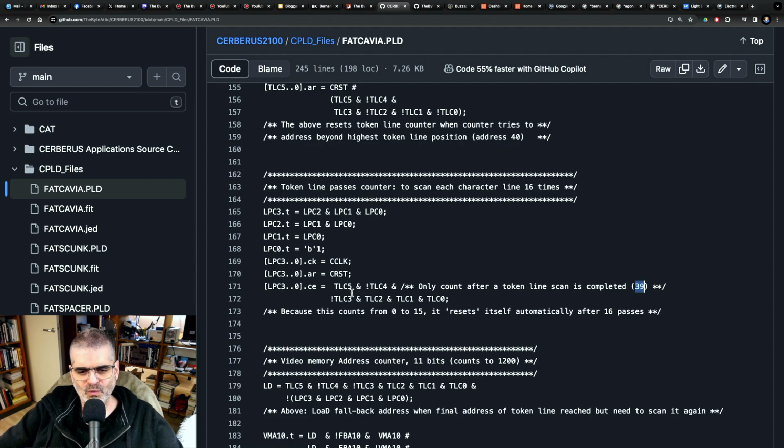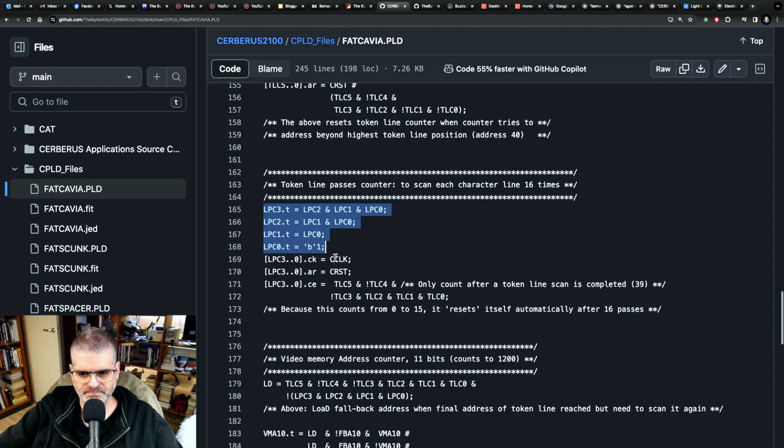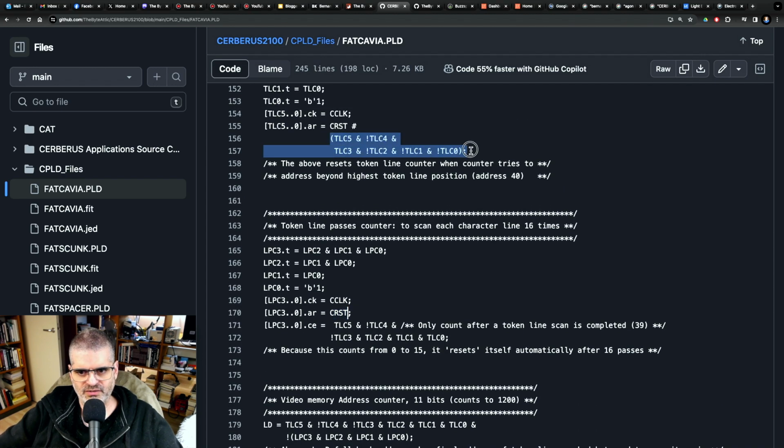So only when you get to the end of the token line, the end of the row of characters, is the clock enabled on the line passes counter. In other words, you only count another pass when you actually passed the entire line, when you got to the end of the line, which happens when the token line counter reaches 39. So you tick on this counter, and you would tick 16 times, and then you go to the next token line. That's the idea.